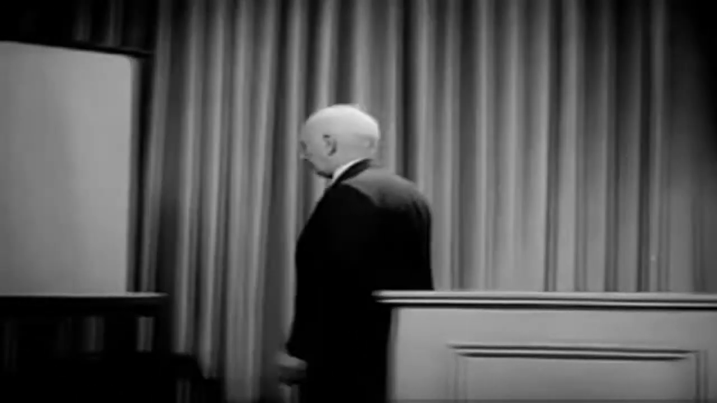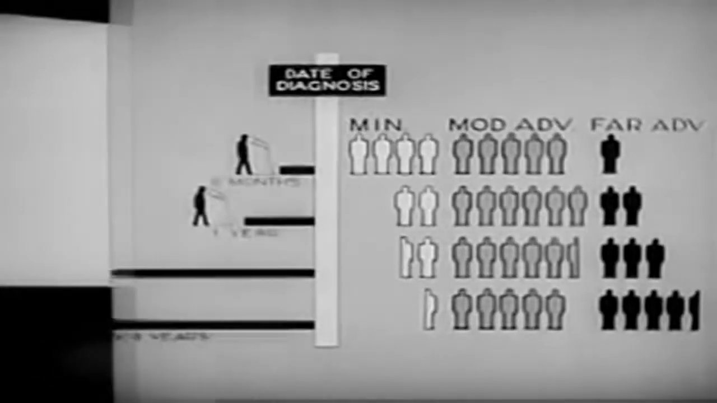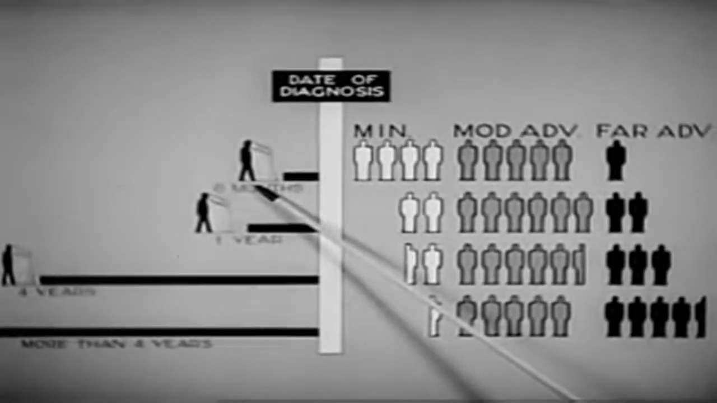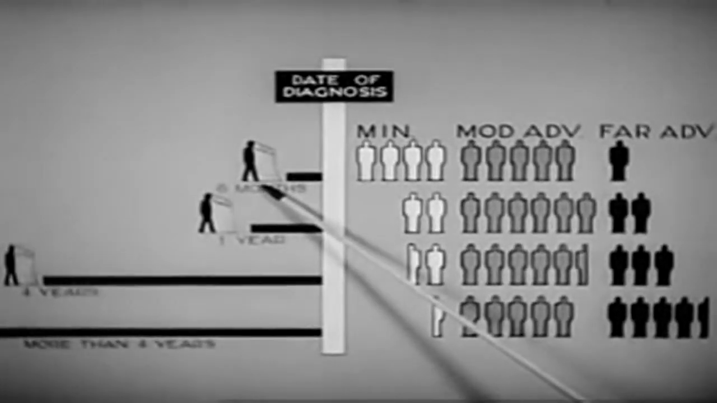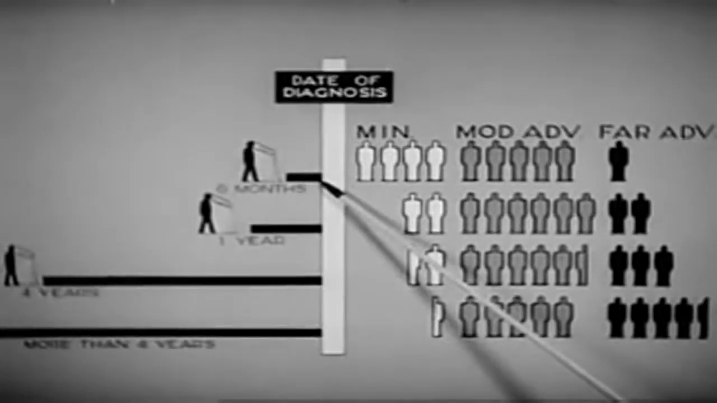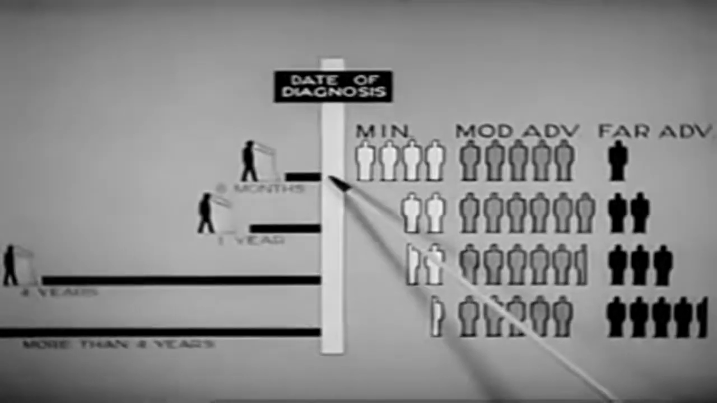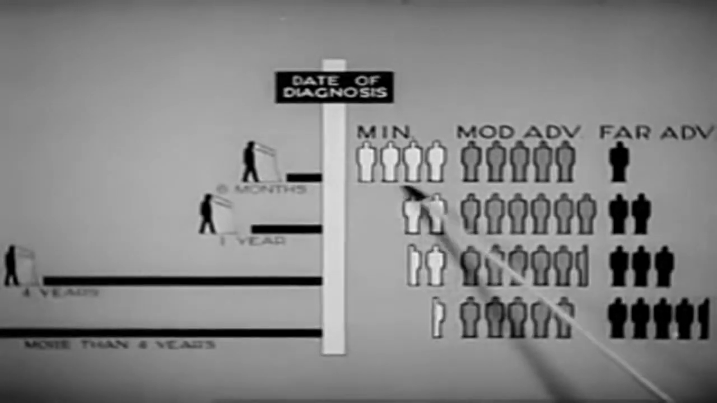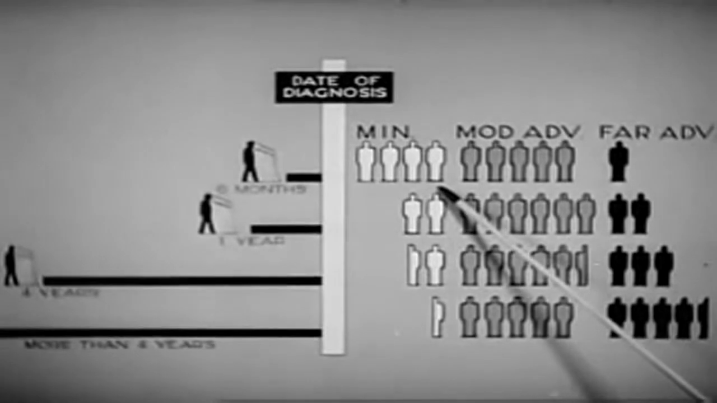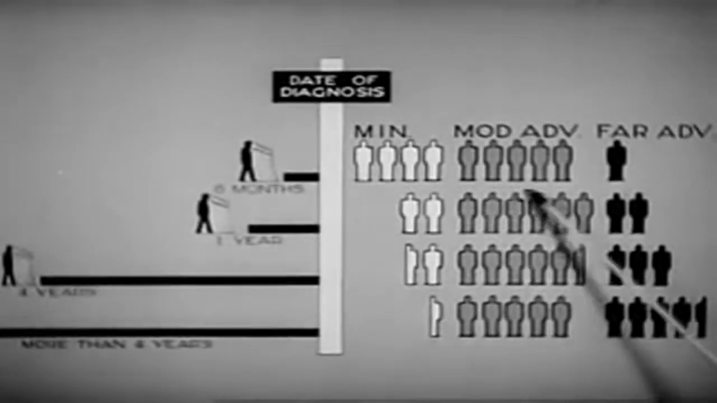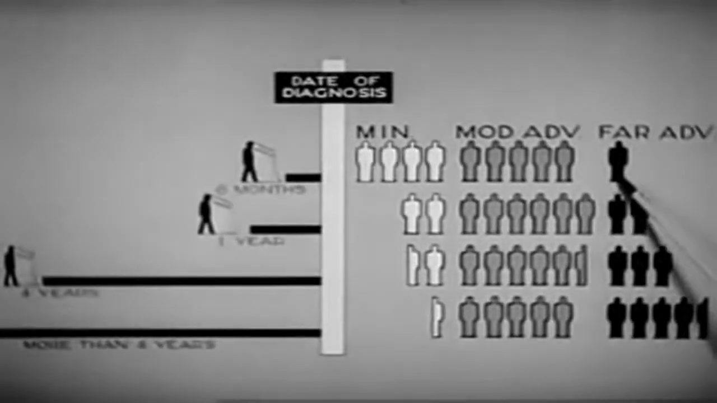Let me illustrate with the results of a study of a large group of patients known to have had tuberculosis. Here are 10 persons in whom a diagnosis of tuberculosis was made. An average of 6 months elapsed from the time of the appearance of the first symptom to the date of diagnosis. When classified according to the stage of the disease, they fell into 3 groups. 40% were in the minimal stage, 50% in the moderately advanced, and 10% in the far advanced stage.